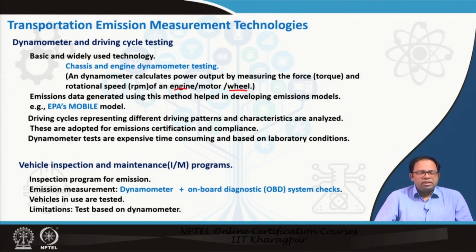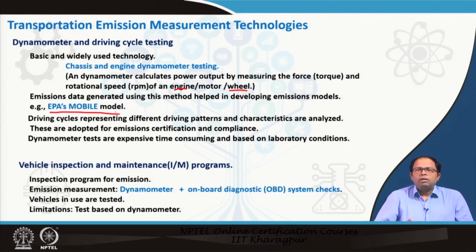So this kind of testing happens in the laboratory where the vehicle is accelerated or decelerated or moved in a steady state. That means we run the engine at a steady state and we measure what kind of emission it is giving, right? So what kind of emission it is resulting in, and this kind of test was done to determine EPA's MOBILE model.